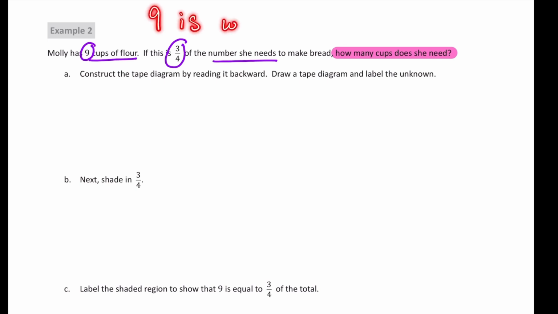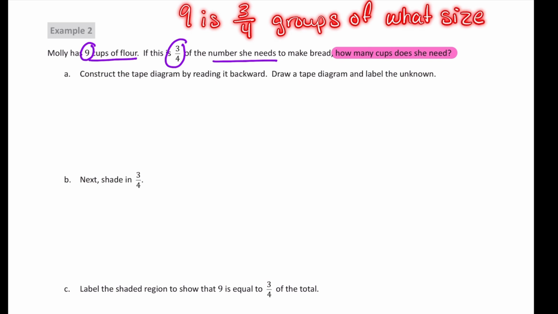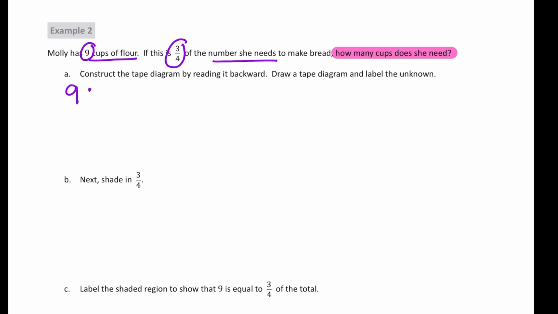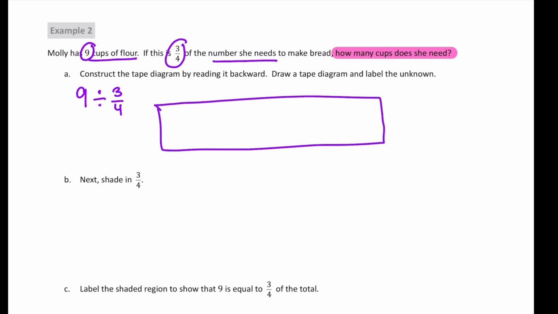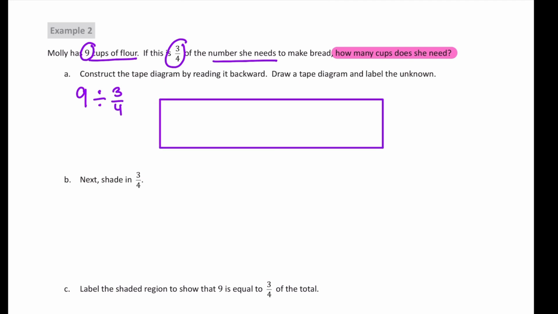In this instance, we're going to read this as 9 is 3/4 groups of what size? Meaning that our division problem will be 9 divided by 3/4. I'm going to construct my tape diagram by reading it backwards, and I'm going to draw the tape diagram and label the unknown. I know that I have a whole piece here. I'm going to partition my tape diagram into 4 parts based on my denominator.